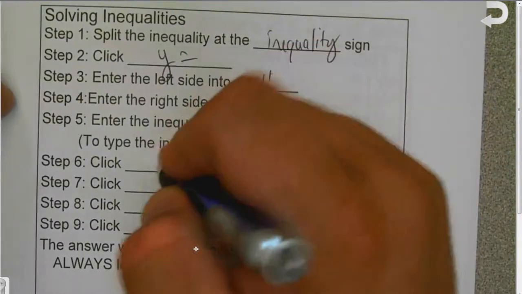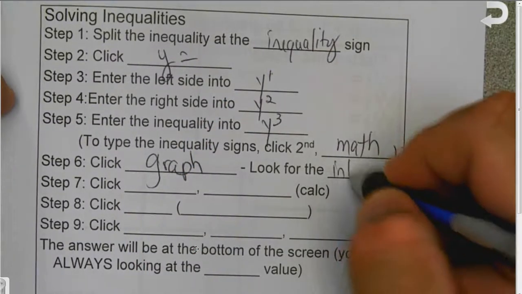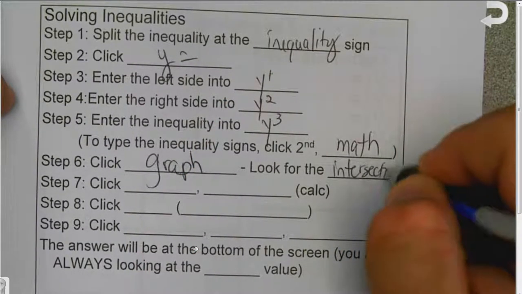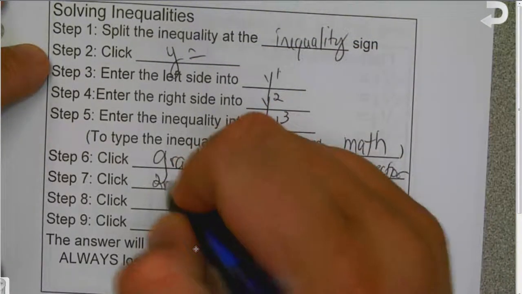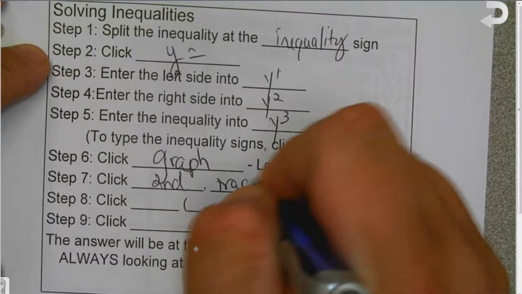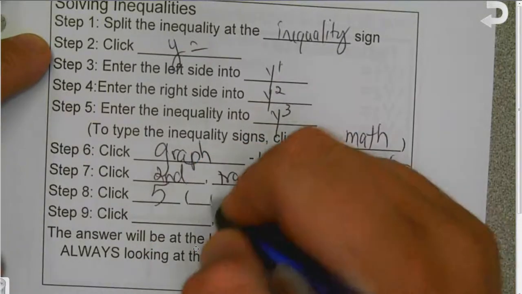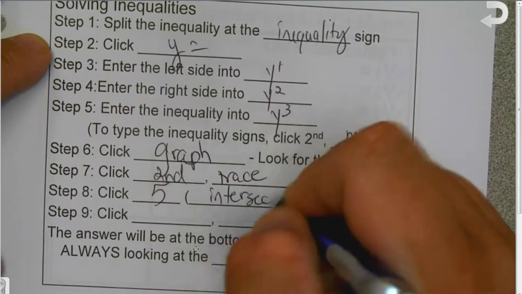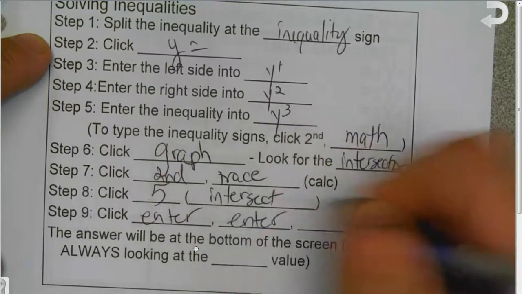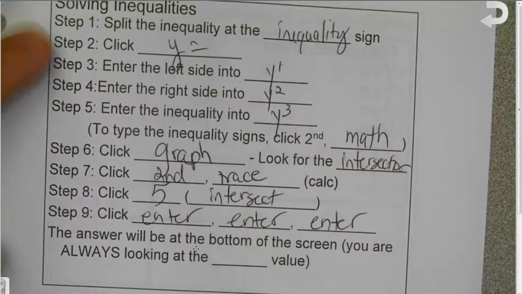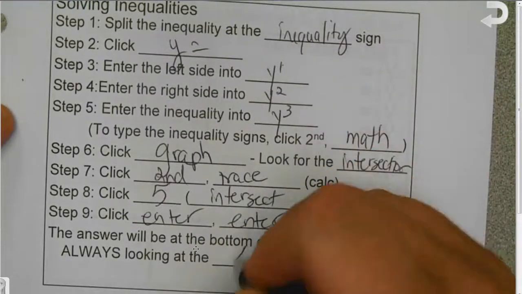Then you click graph. You look for the intersection, just like we did before. Then you click second trace, just like we did before. And you click 5, which is where we're looking for the intersect. And you click enter, enter, enter, just like we did before. Enter 3 times. The answer will be at the bottom of the screen. You are always looking at the x value again.